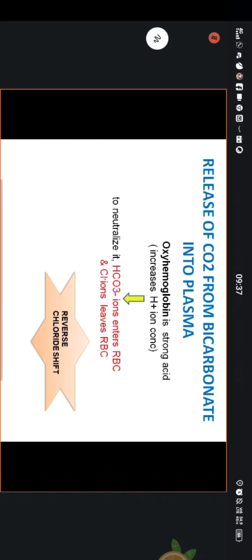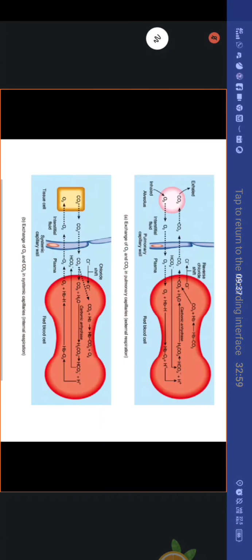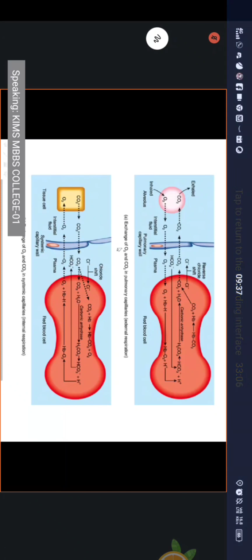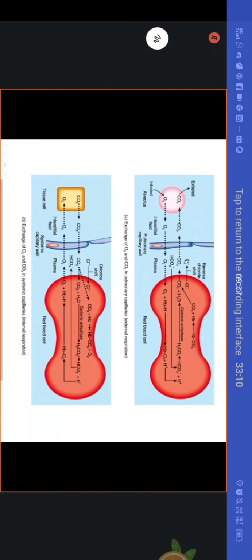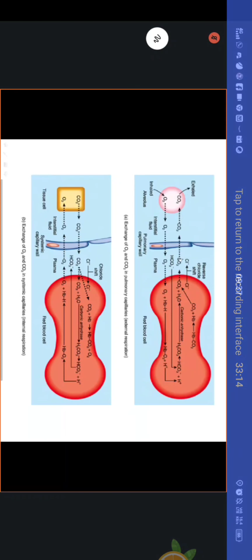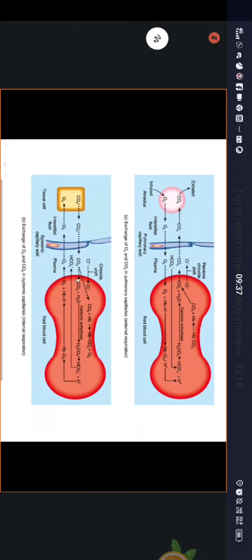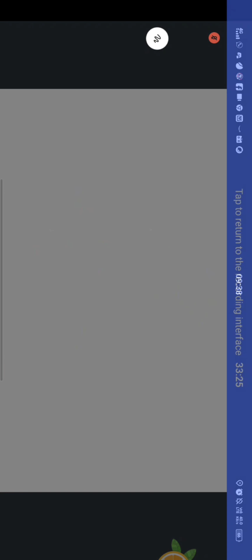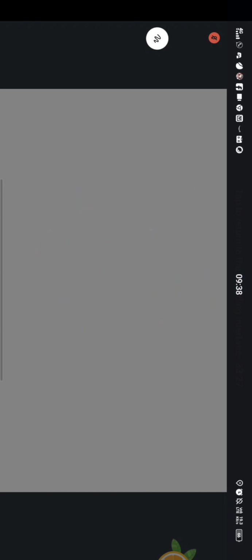As I told earlier, at the tissue level there is a chloride shift to compensate the lost bicarbonate. Similarly, at the respiratory membrane level, there will be a reverse chloride shift to compensate the entry of bicarbonate ion. Here chloride is moving out, whereas there chloride is moving in. So chloride shift and reverse chloride shift, Haldane effect; Hamburger phenomenon is another term for chloride shift.